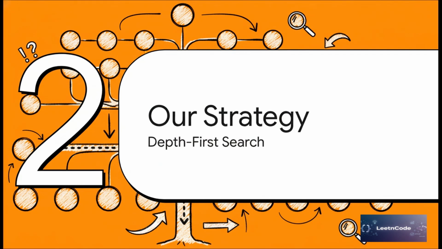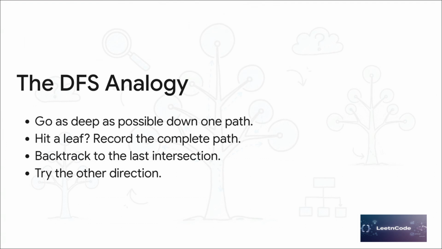So how do we actually pull this off without getting lost? We're going to use a super powerful algorithm called depth-first search, or DFS for short. And honestly, the name gives you a massive clue about how it works. The best way to get DFS is to go back to our maze. Imagine you pick a hallway and you just go. You go as deep as you possibly can down that one corridor. When you hit a dead end, that's our leaf node, boom, you've found a path. You jot it down, then, and this is the magic part, you retrace your steps. You backtrack to the last intersection you were at and you try the other direction. You just keep doing that until every single path has been explored.